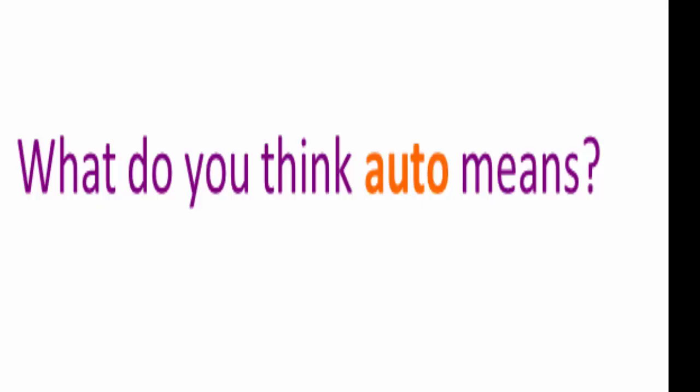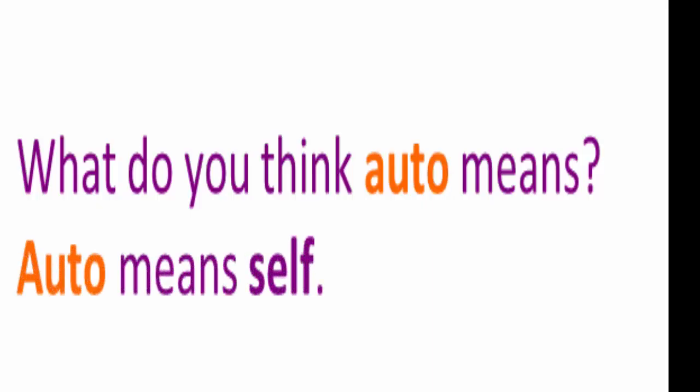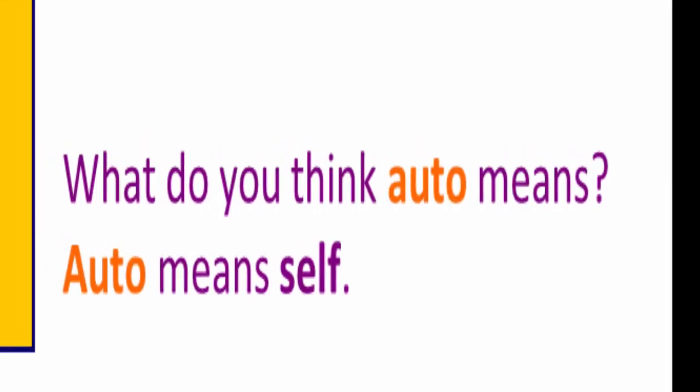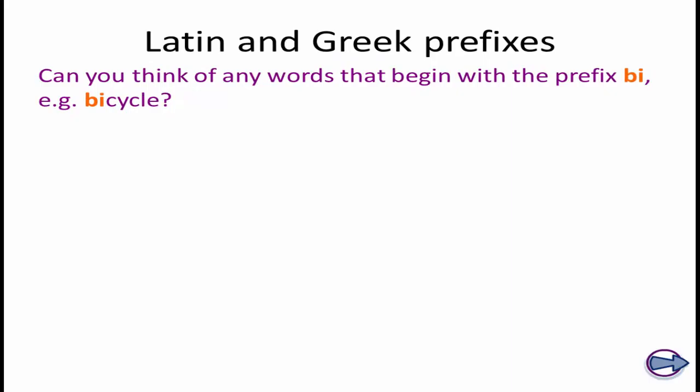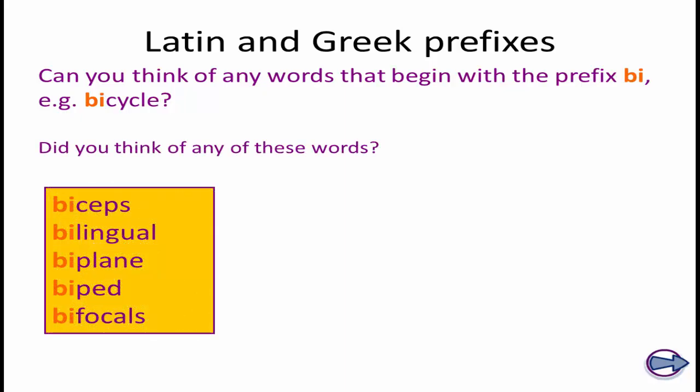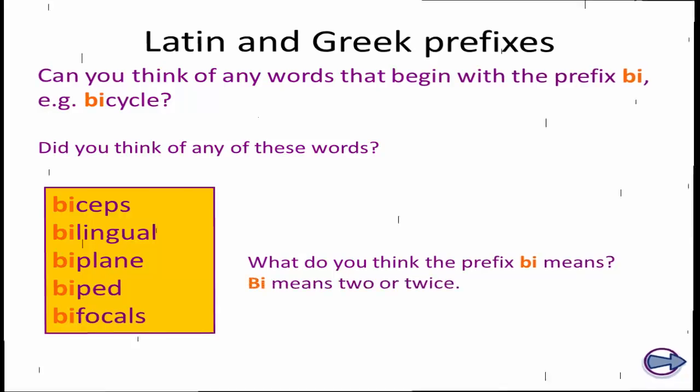What do you think auto means? It means self. That's right. Can you think of any words that begin with the prefix bi? Bi means two. Yeah, bicycle. And did you think of any of these words? Biceps, bilingual, which means speaking two languages, biplane, biped, and bifocals. What does bi mean? It means two or twice.